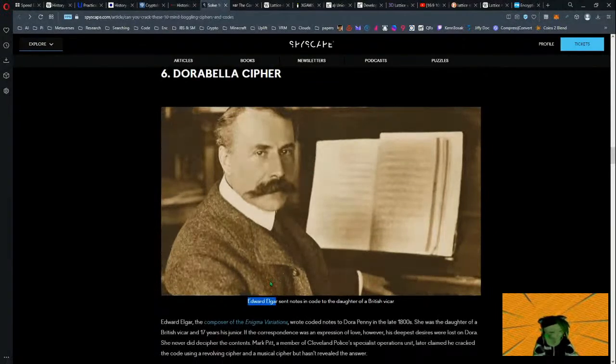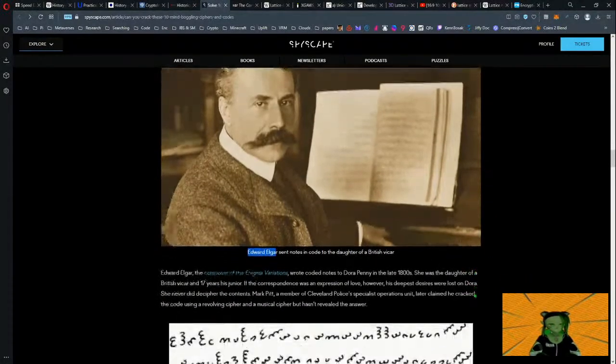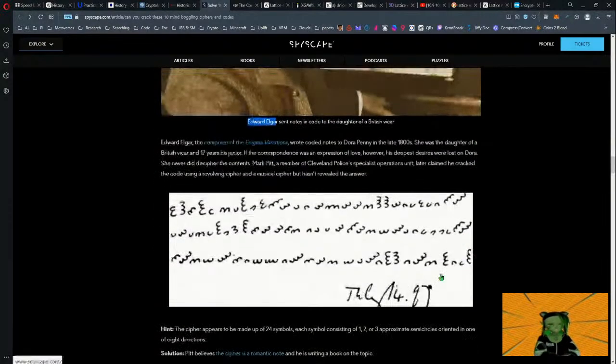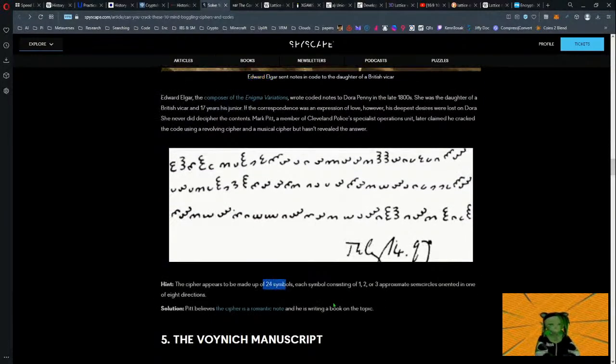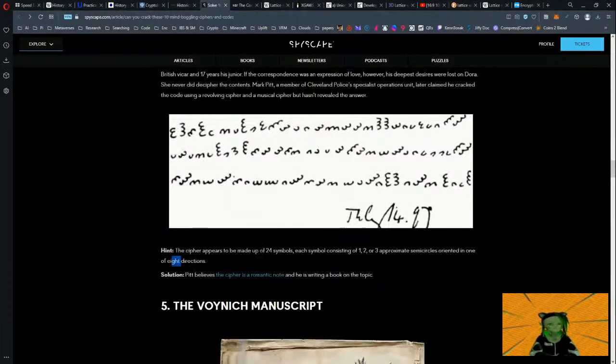Edward Elga or whatever. He encrypted something to a person and didn't tell anybody how to solve it. So something like this happens all the time. The only thing we know is it's 24 symbols consisting of one or two or three semicircles and in one of eight directions. And that's how we know it's a cipher. 24, 1, 2, 3, 8. I don't know if you know this, but 24 and 8 are the key points here, and 1, 2, and 3 just let us know key positions.